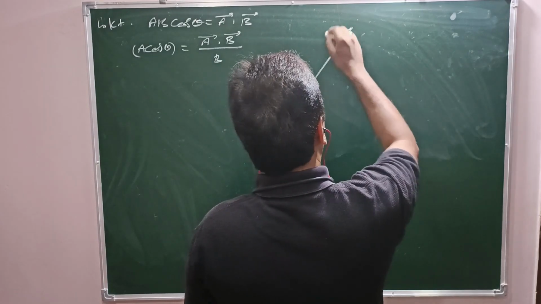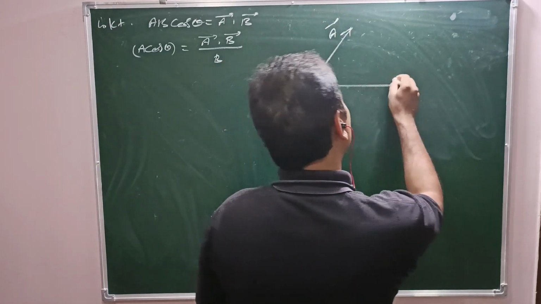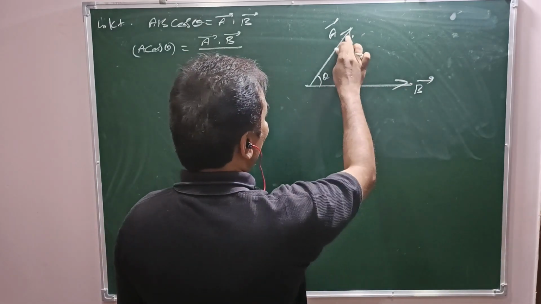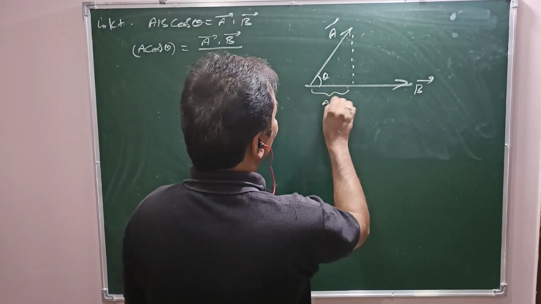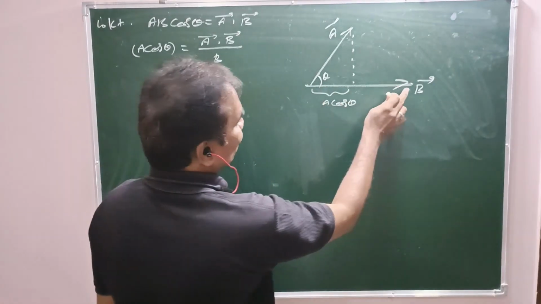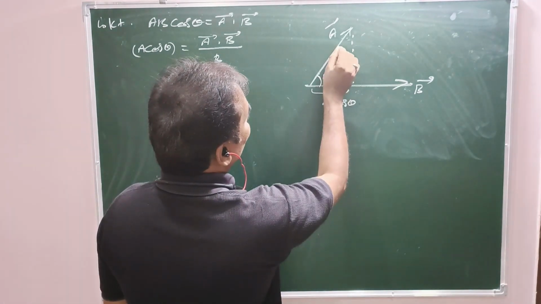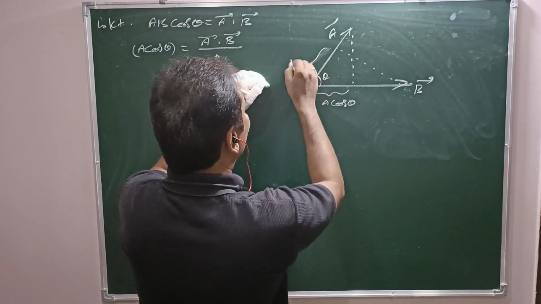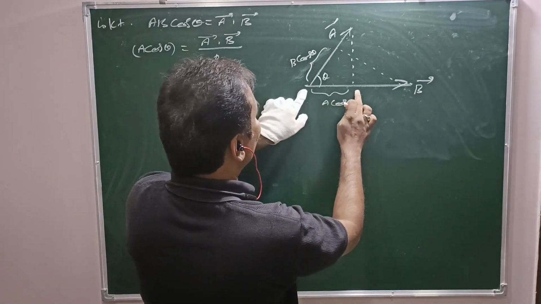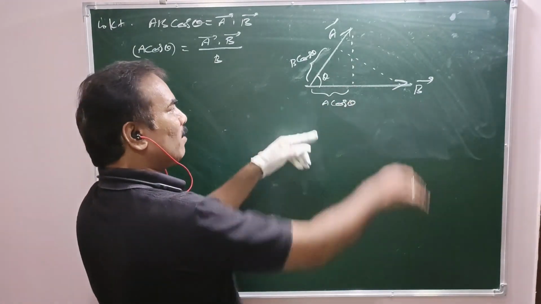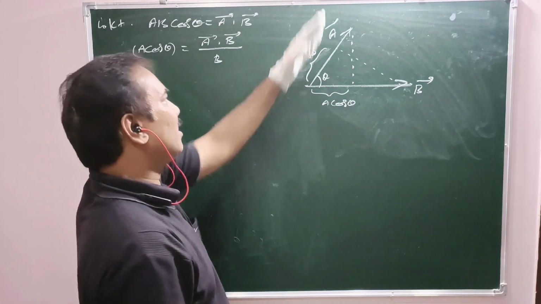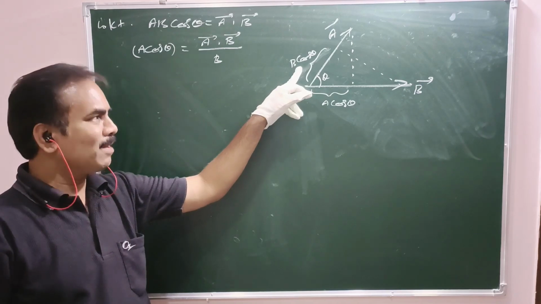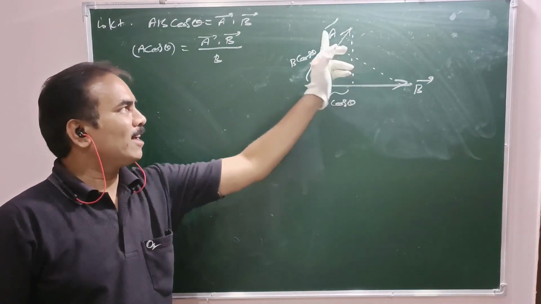See, this is a bar. Now, this is b bar. What is the angle between these two? Theta. Now, take a normal from the tip of a bar onto b bar. This is what a cos theta. Similarly, take one more normal from the tip of b bar onto a bar. Now, this is what b cos theta. This measurement a cos theta means the length of a bar along b bar. Similarly, this is the length of b bar along a bar. So a bar finds the component of b bar in its direction. Similarly, b bar finds the component of a bar in its direction.